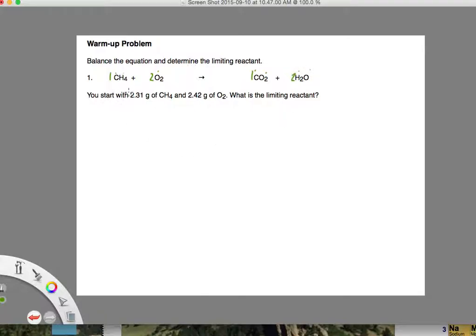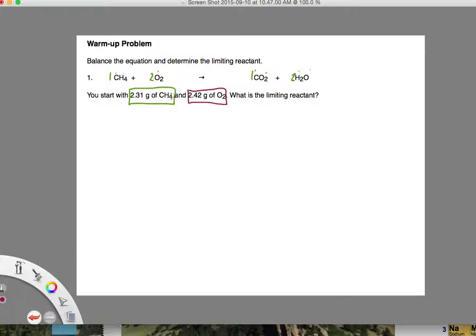Okay, it says you start with 2.31 grams of CH4, methane, and 2.42 grams of O2, oxygen. What is the limiting reactant? So to solve this, I'll just tell you what my thought process is here. You want to find out which one of these makes the least amount of product. So which one of these, I'll use different colors, this or this, makes the least amount of product.